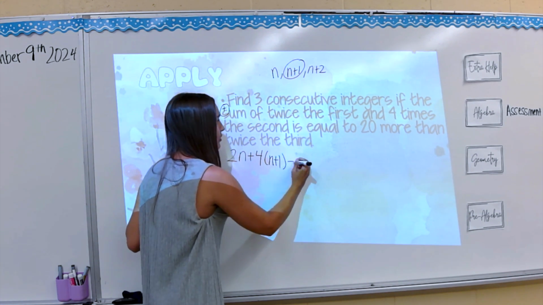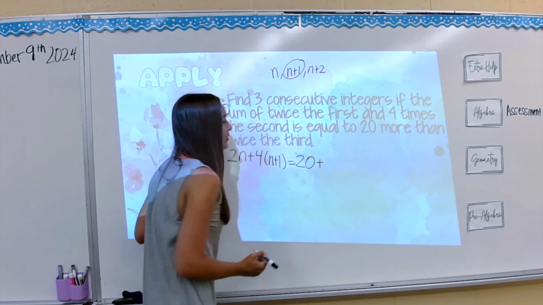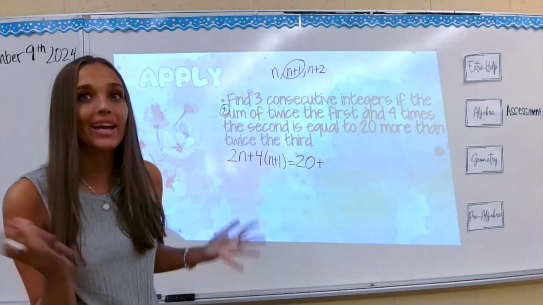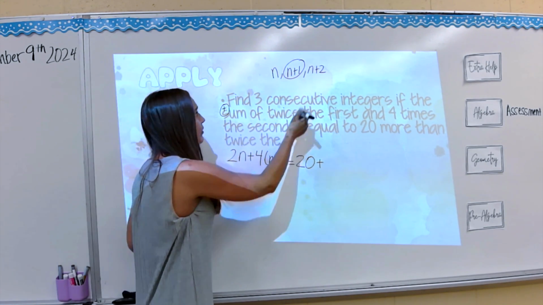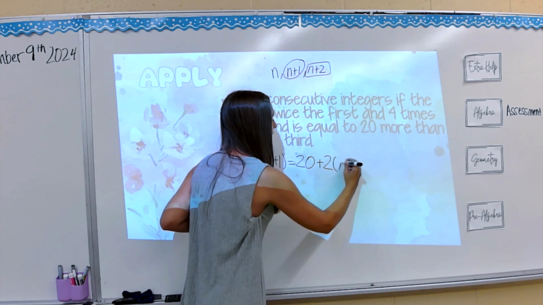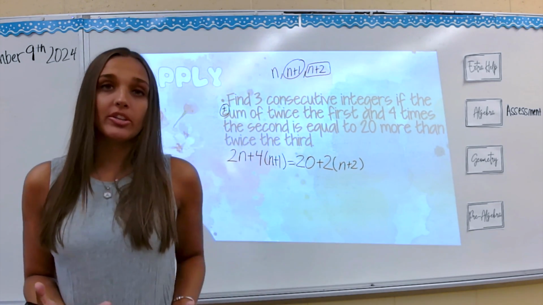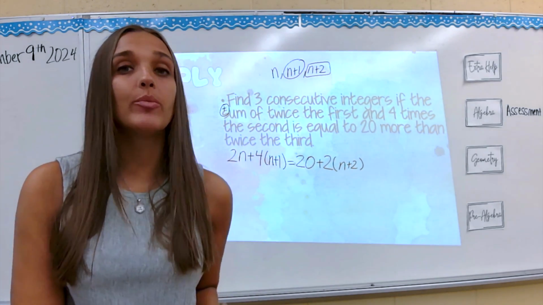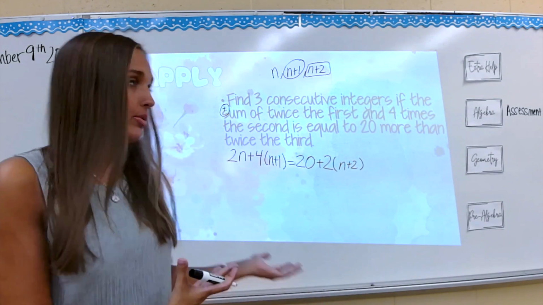is equal to 20 more than, so that means 20 plus, or you could put the plus 20 at the end, either way, same answer. 20 more than twice the third. Well, this is the third, so 2 times it is n plus 2. And now we're going to solve this equation like we normally would, and this is why it's important we know how to solve equations, because without that, we wouldn't be able to continue the problem.